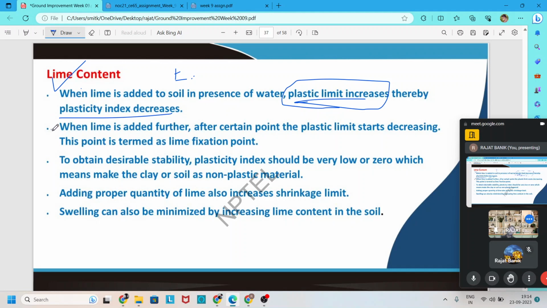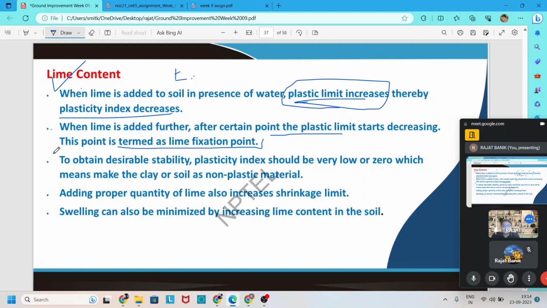But when we apply further lime, after a certain point, the plastic limit is decreasing, and this point is called the lime fixation point. So to obtain a desirable stability, the plasticity index should be very low, or else I can say zero, which means making the clay or soil non-plastic, which is good for our construction.